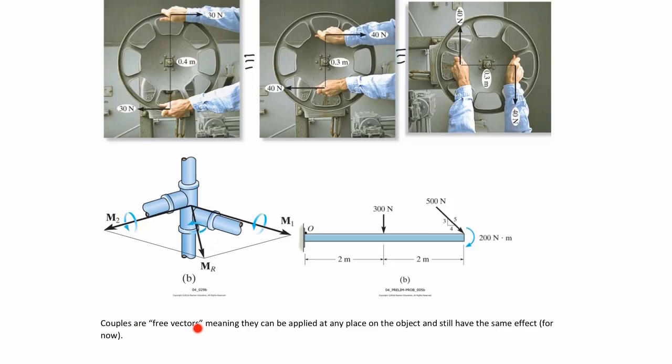Couples are free vectors, meaning it doesn't matter where you apply them. You can apply them any place on the object, and they'll have the same effect. And I'll say for now, because in Chapter 7 we have to have some special consideration about that. But for now, it doesn't matter where you apply a couple, it will have the same effect in terms of what happens with the rest of the body.